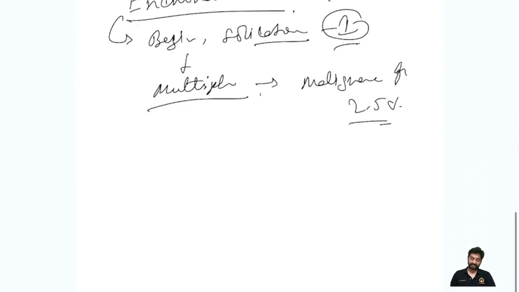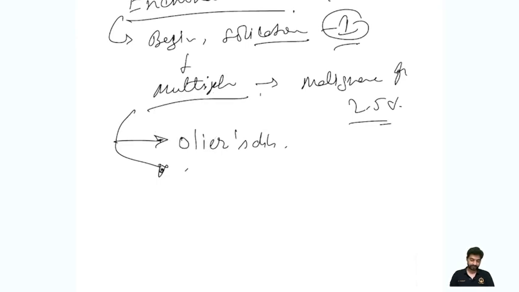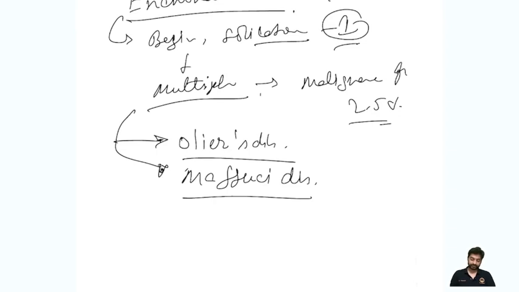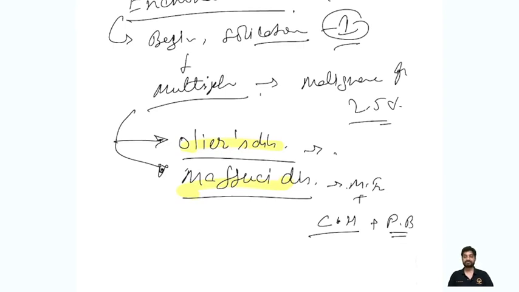Okay, and in multiple enchondroma, two syndromes or two peculiar terminologies are used. One is Ollier's disease, and the second is Maffucci disease. So what is the difference? Ollier has multiple enchondroma, and Maffucci has multiple enchondroma plus cavernous hemangioma plus phleboliths, which means deposition of calcium.